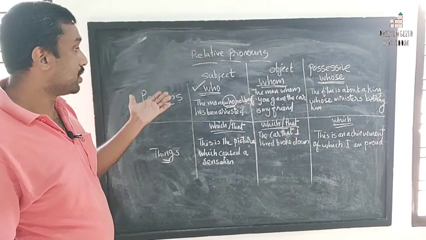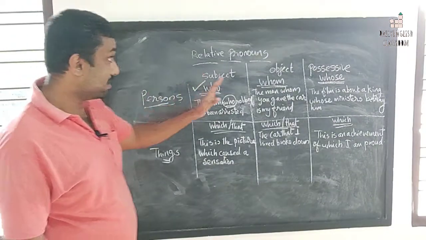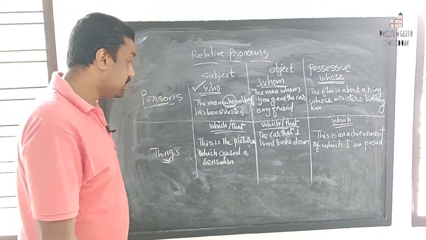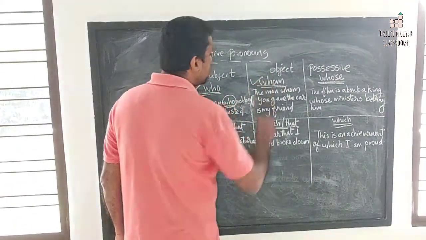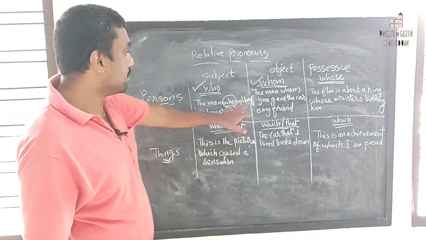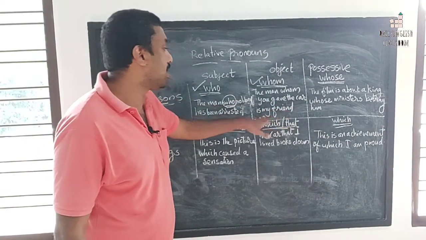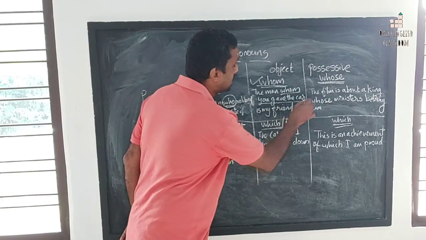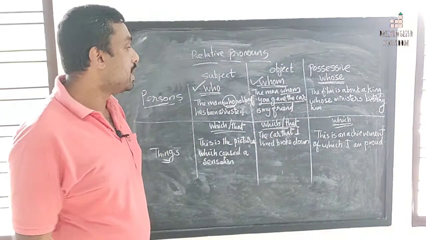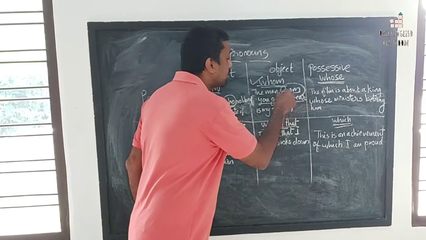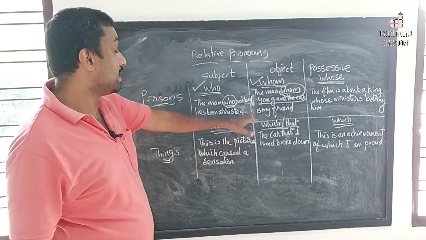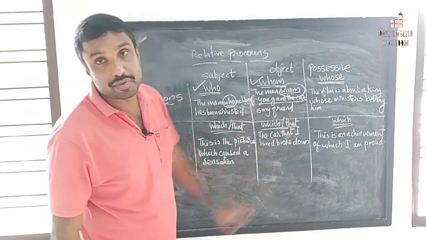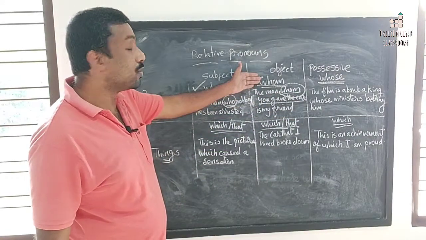Now when you are using this as an object, then you have to use whom. Let's take an example. The man whom you gave the car is my friend. Here whom you gave the car is the relative clause, and whom is the relative pronoun, and here it is used in the objective position. So here we use whom.